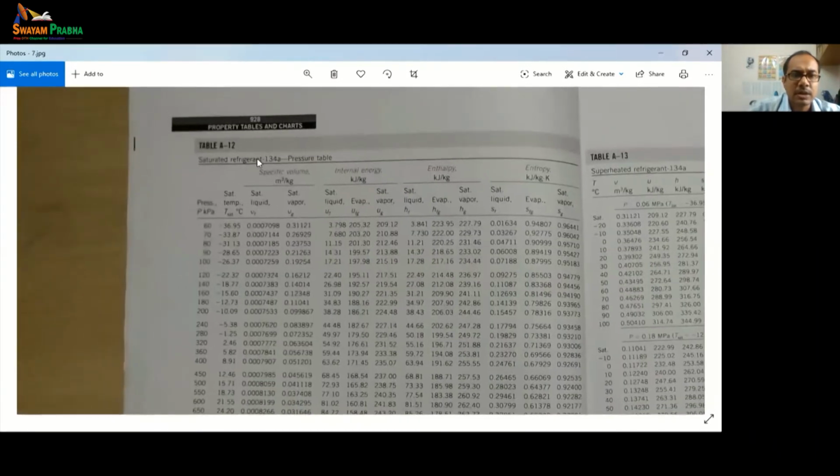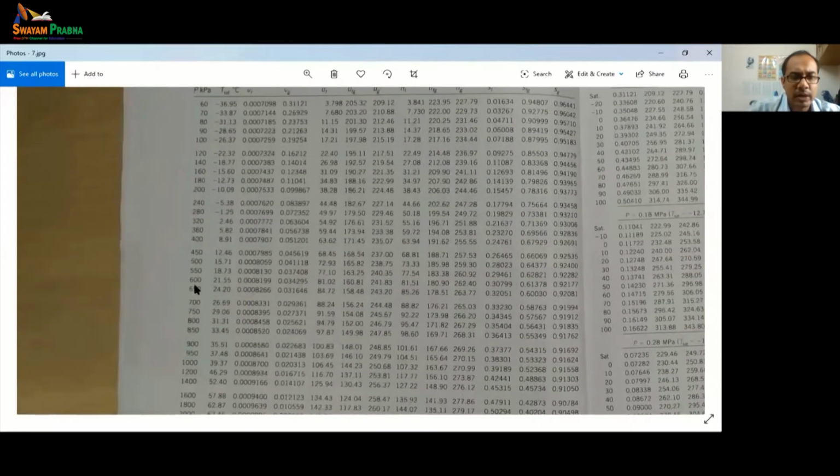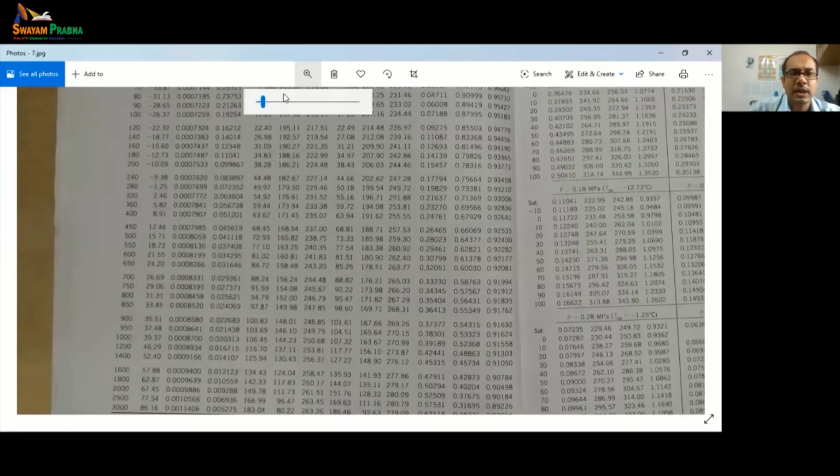So you see this is the R134A pressure table. Okay, and the first column is pressure. So look at what value we get corresponding to 600 kPa. 600 kPa gives the saturation temperature as 21.55 degrees centigrade. So again, this is way lower than the temperature given, which is 90 degrees centigrade. That means these saturated vapor tables will not give us any information.